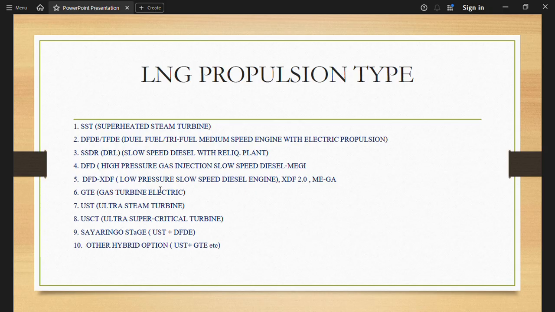When we speak about SST, that is superheated steam turbine. We have DFDE, that is dual fuel, tri-fuel, medium speed engine with electric propulsion. Now we have SSDR, that is slow speed diesel with reliquefaction plant, that is relic plant. DFD is high pressure gas injection slow speed diesel, that is MEGI.